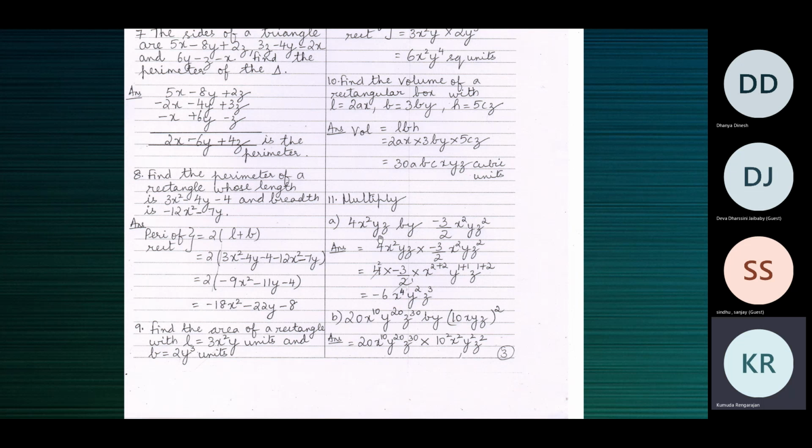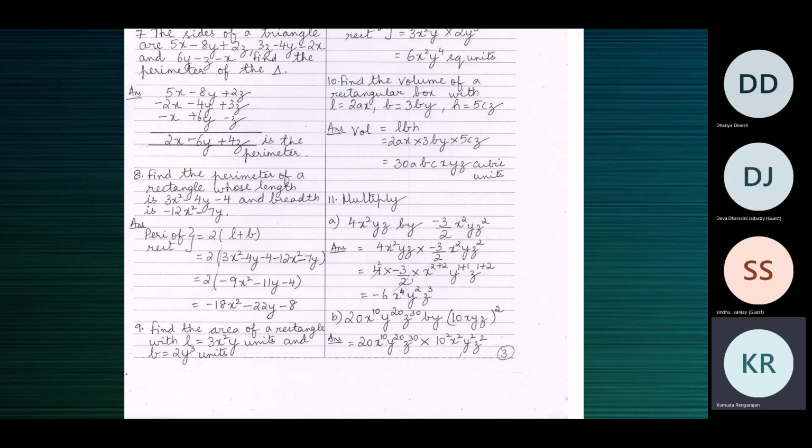When you have to multiply this expression and this expression, you should understand that it's multiplication everywhere. 4x square yz is nothing but 4 into x square into y into z. And this is nothing but minus 3 by 2 into x square into y into z square. Like ABC is A into B into C, not A plus B plus C. When we say ABC, it is A into B into C.